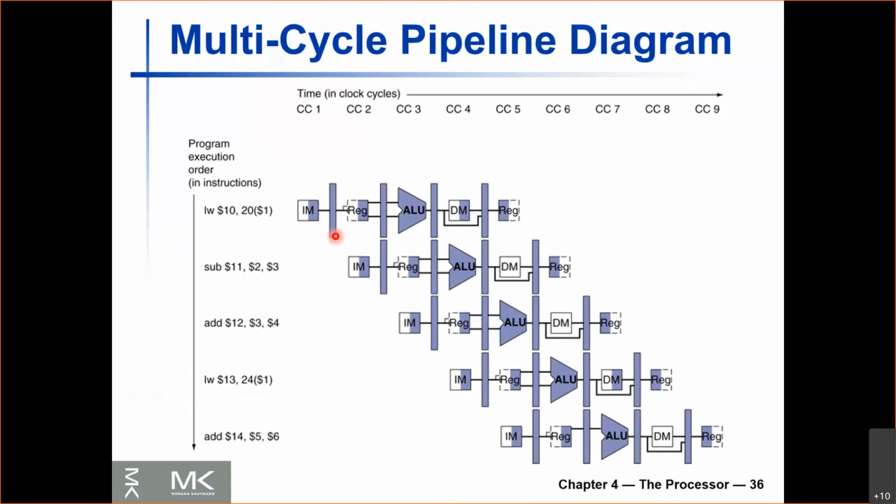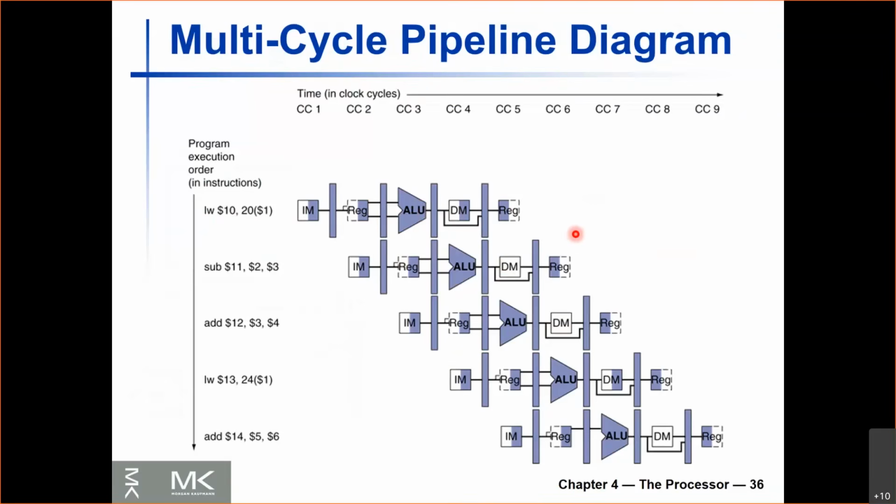So now all I'm showing is that in between these different stages we have these pipeline registers, and also in this diagram we're coloring the parts that are used. So for example, the data memory here is used in the load word instruction, but it's not used in the sub and the add instruction. Okay. So this here is called the multi-cycle pipeline diagram, and I've been using this diagram a lot throughout the past lecture.